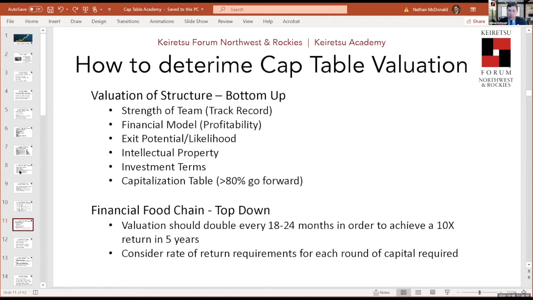What are the investment terms? Are they offering attractive terms that are likely to get financed? And then as I look at the capitalization table, what percentage of this cap table is excited about this company going forward and is going to put an oar in the water and help build the company? My rule of thumb is that you need at least 80% of the cap table on a go-forward basis.